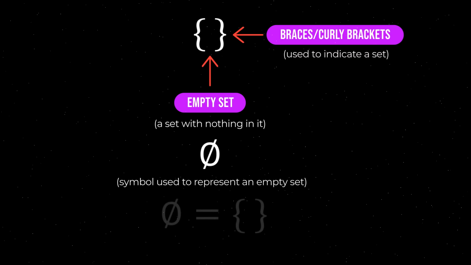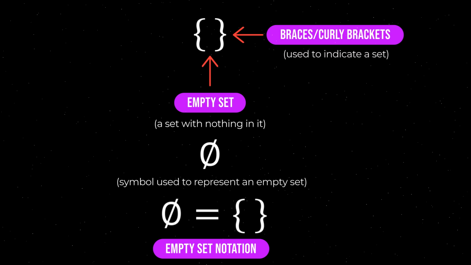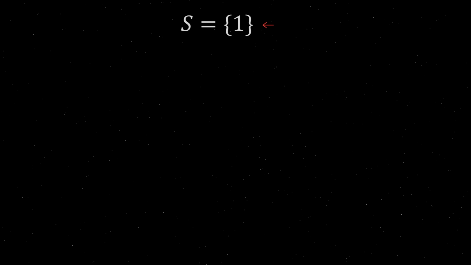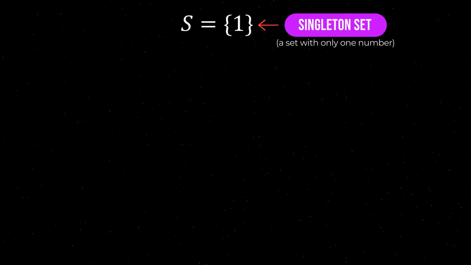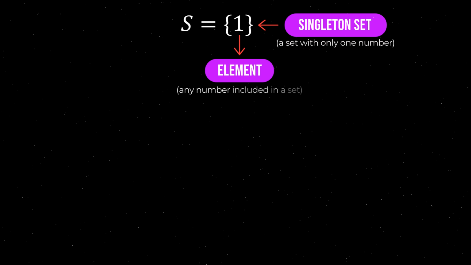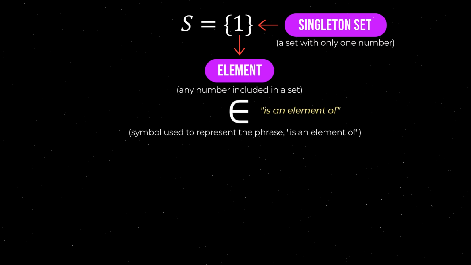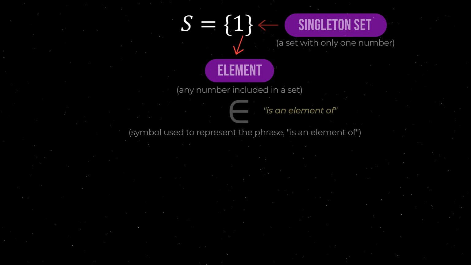So we can write the following. Okay, let's now consider a set that has only one number in it, known as a singleton set. Let's call this set S, and let's suppose that it only contains the number 1 as shown here. Now, any number that is included in a set is called an element of that set, and we use the following symbol to represent the phrase is an element of. So, returning to our singleton set S, given that the number 1 is included in this set, we can write 1 is an element of the set S.